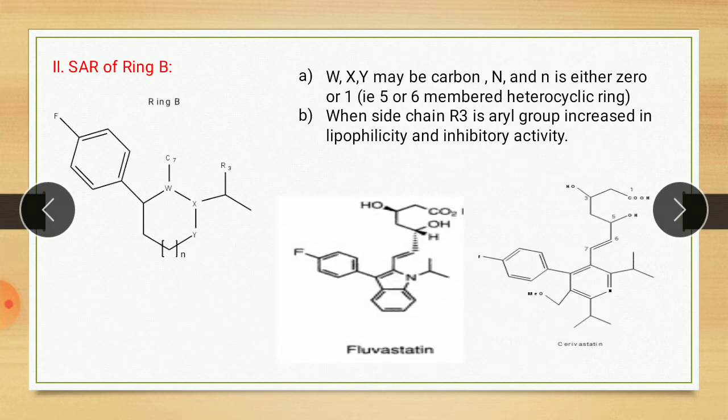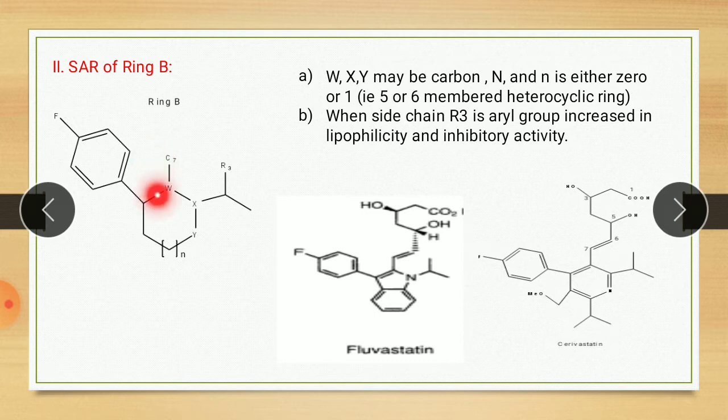Then the SAR of ring B. So it is ring B. Here is the point of attachment. It is R7, where the first component of the general structure is attached, that is, the 7-substituted 3,5-dihydroxyheptanoic acid attached here. So it is the total ring B structure. Carbon 7 is here, where the first component is attached, not here.